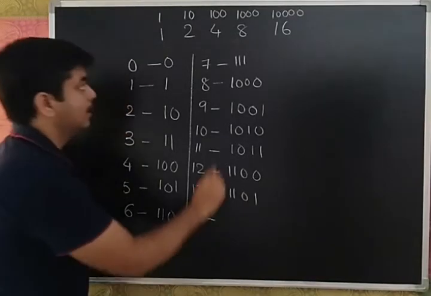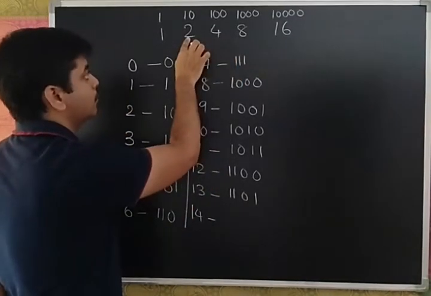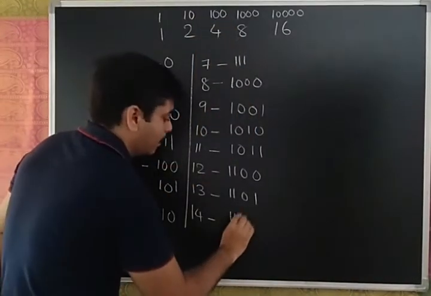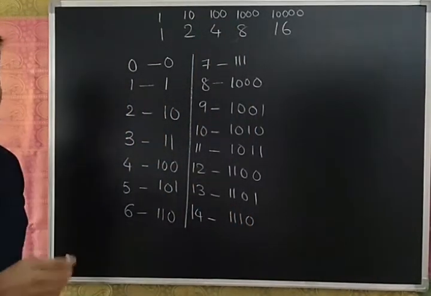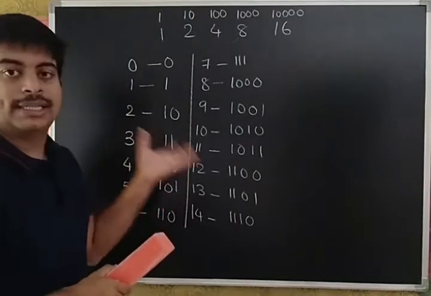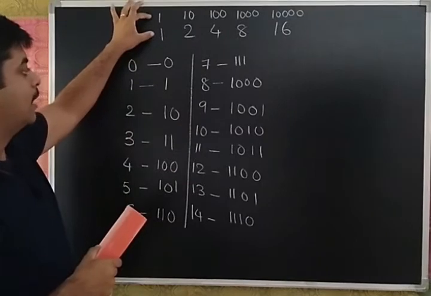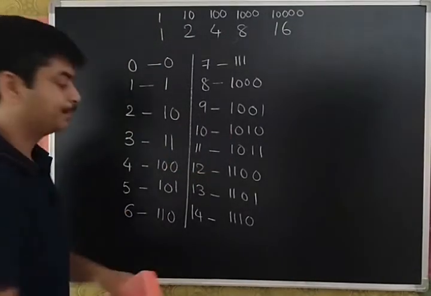In the same way, 14. How will we get 14? 8 plus 4, 12. 12 plus 2, 14. 1000 plus 100, 1100. 1100 plus 10, 1110. See, I am not remembering anything. I don't know anything. But using only these values, I can directly write them.